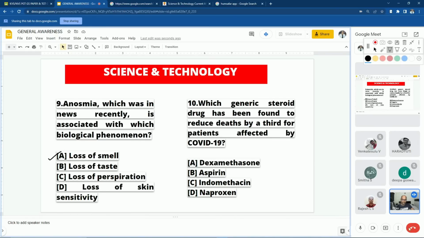Right. Last question and we'll complete. It is 8:20. Rajesh sir. Which generic steroid drug has been found to reduce deaths by a third for patients affected by COVID-19? Dexamethasone, aspirin, indomethacin, naproxen. Not Dolo. Everybody took Dolo during COVID time. Yes, sir. And we made that company multi-billionaire. It will start with D, sir. I think dexamethasone. Dexamethasone is the right answer.